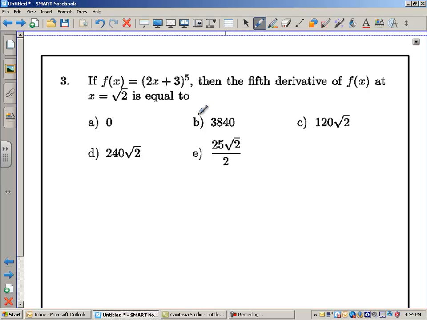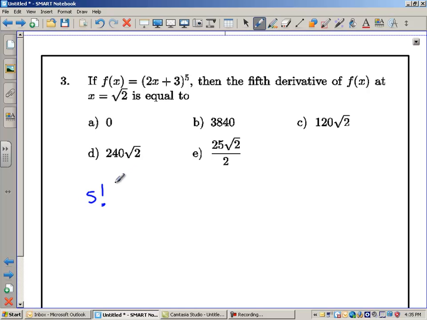Okay, now here I'm going to use that pattern. I'm going to do the fifth derivative of f of x without actually calculating 5 derivatives. If we do the derivative 5 times, I'm going to have 5 factorial in front, because I'm going to bring the 5 down, then the 4, then the 3, then the 2, then the 1.